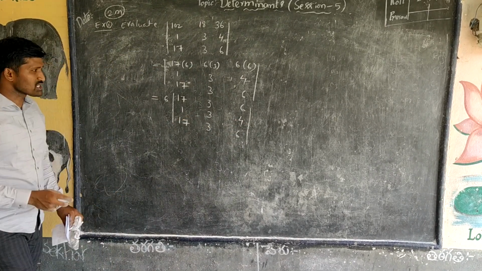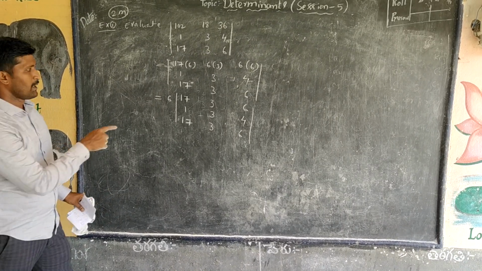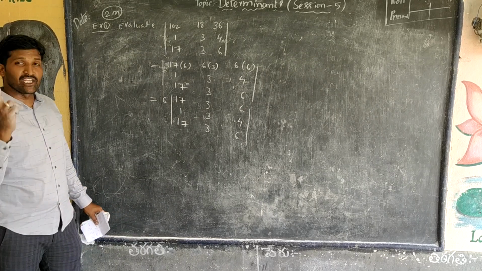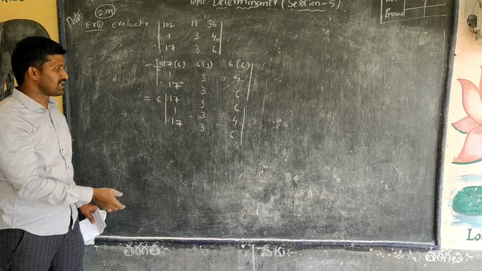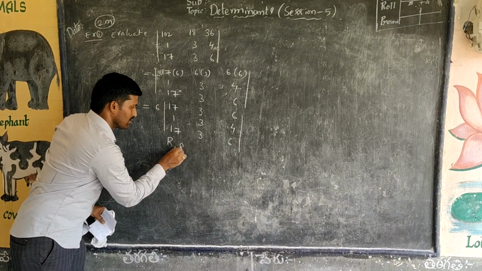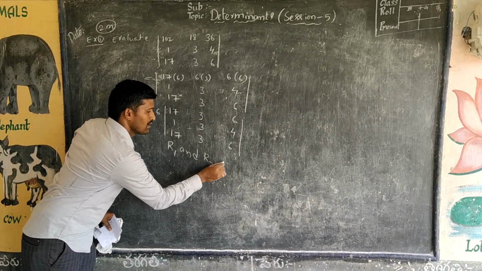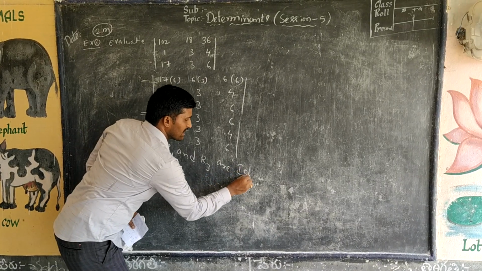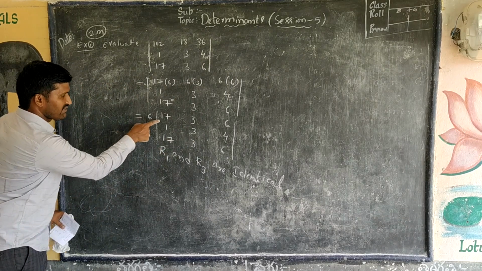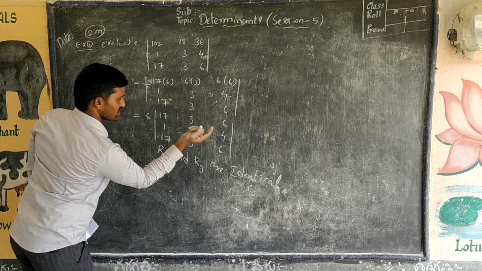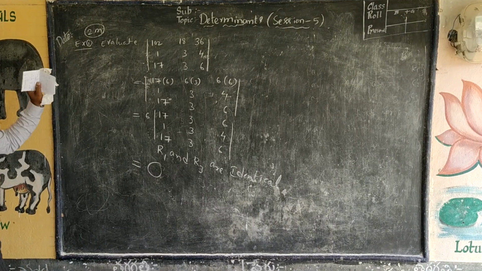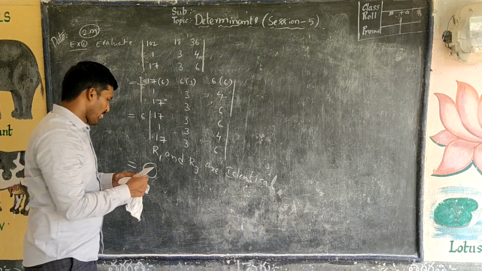Here what happened? Which rows are identical? Identical means same: row 1 and row 3. As for property number 3, if any 2 rows or any 2 columns are identical, the value of the determinant is clearly 0. Here R1 and R3 are identical. Identical means corresponding elements are the same: 17, 17, 3, 3, 6, 6. That's why this total determinant value is how much? 0. It is very, very important for 2 marks.